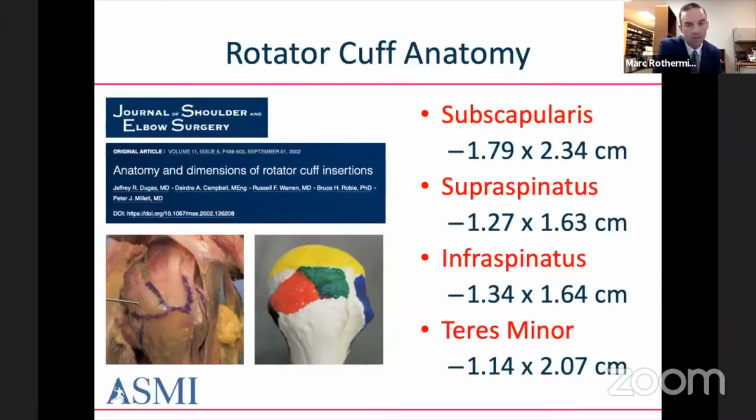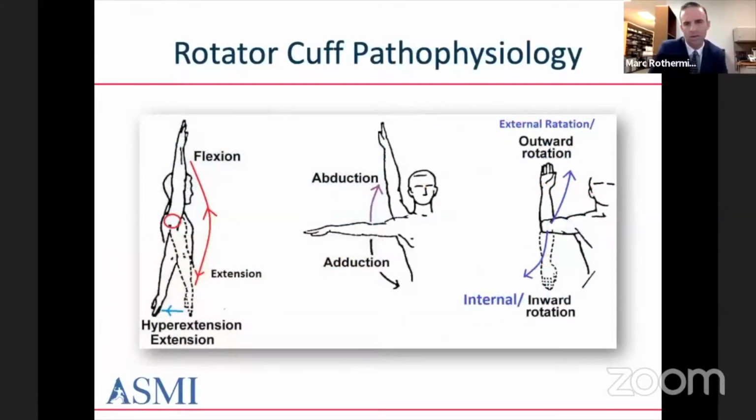This paper for the past 20 years has been really what we use to describe the footprint of the rotator cuff on the humerus, and specifically the dimensions of the supraspinatus, infraspinatus, and teres minor on the greater tuberosity, and then the subscapularis on the lesser. Important study that really defined mathematically the dimensions of the rotator cuff.